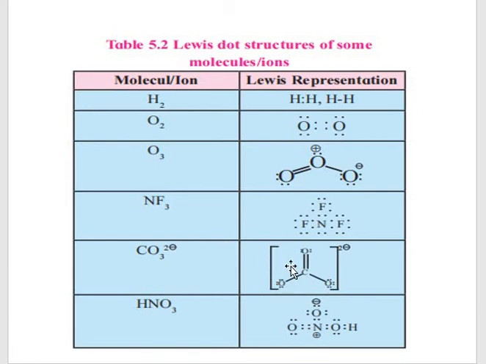This is the carbonate structure, and it has a -2 charge. That means two electrons are coming inside, and these two electrons will be accepted by the atoms which are more electronegative inside the square bracket. Here oxygen is more electronegative, so one electron will go to this oxygen and another electron will go to this oxygen, and they will be bonded to the central atom, that is carbon, in this manner. Similarly, HNO3 has such a structure.